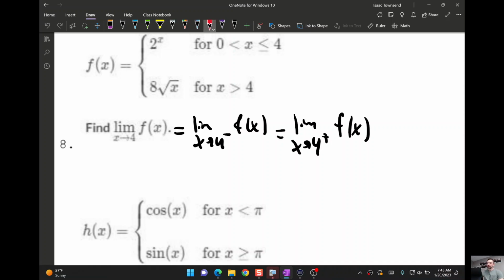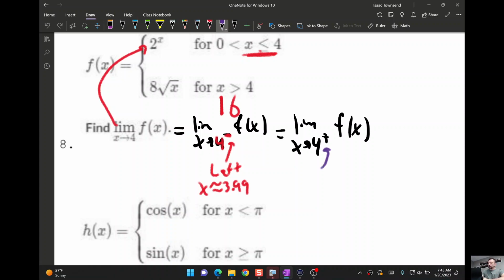If I want to know as x approaches 4 from the left, think about on a graph. If you're coming from the left, you're thinking about an x value that's slightly smaller than 4. So you've got to read these 2 restrictions and realize this is the one that says when x is less than 4. So for this one, we should plug 4 into 2 to the x, and 2 to the 4th would be 2 times 2 times 2 times 2, or 16.